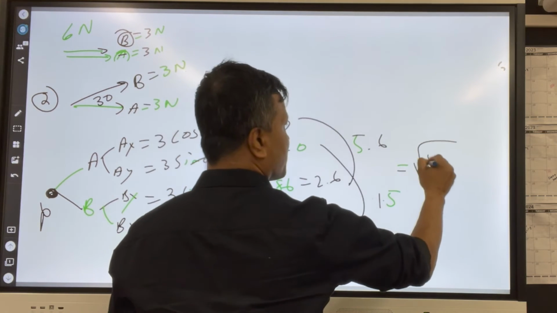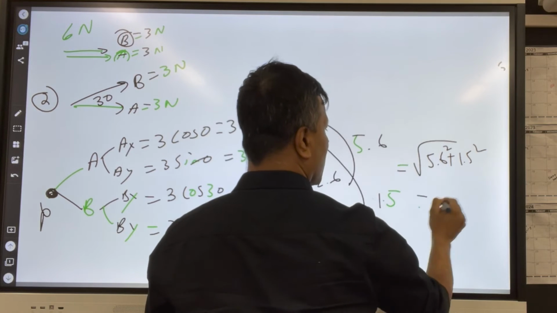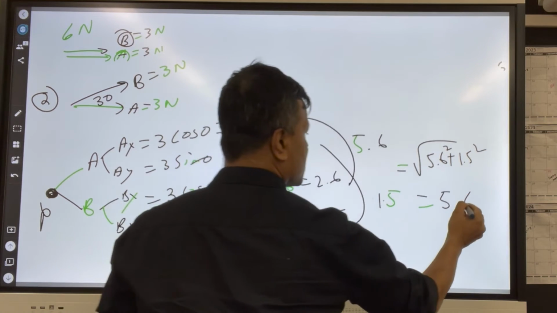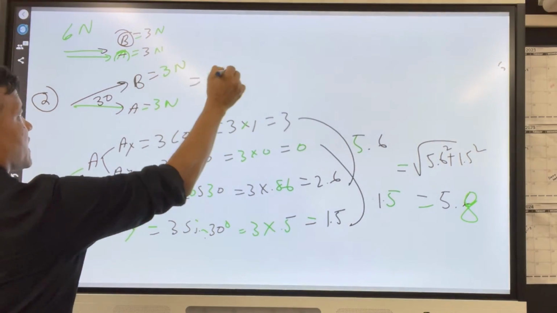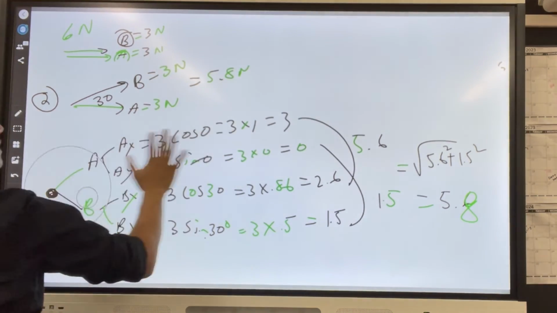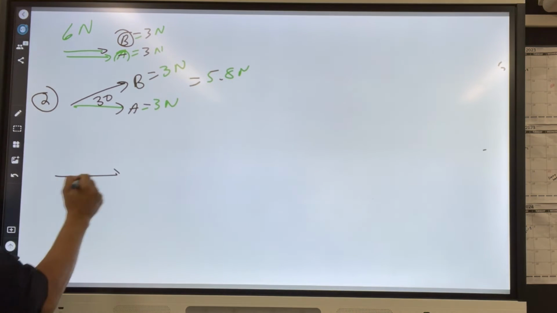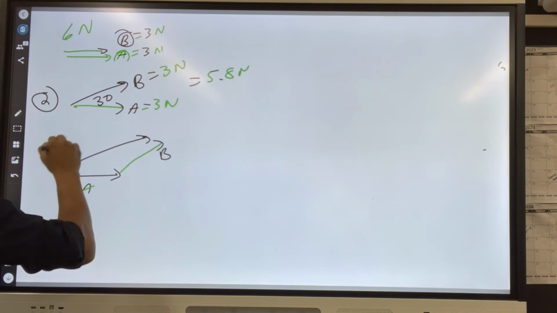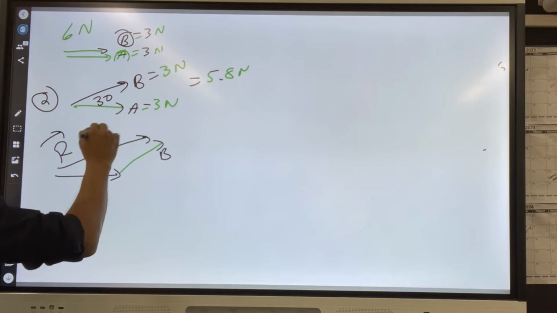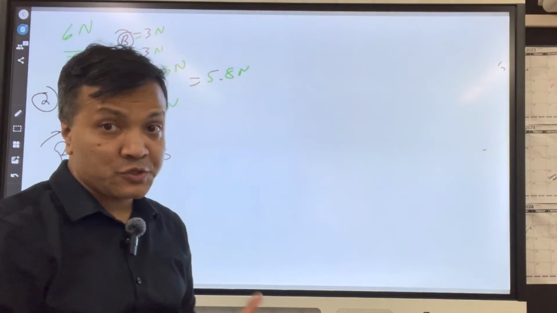So the square root of 5.6 squared plus 1.5 squared is 5.8. So this one is 5.8 Newton. Now, to add these two vectors, you have vector A and you have vector B. This is the resultant, vector R. R is 5.8. Okay, good. This is problem number 2.